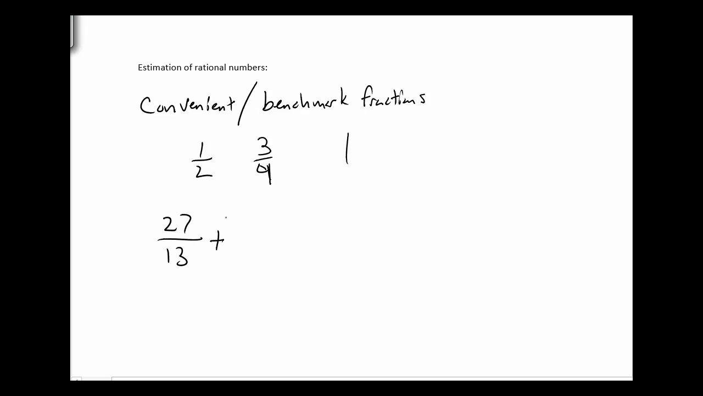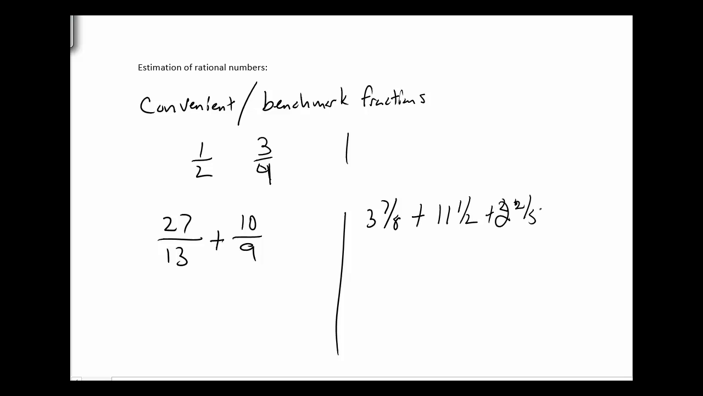So let's take 27/13 plus 10/9, and then let's do something that's got a little bit of teeth to it. So 3 7/8 plus 11 1/2 plus 2 2/5 plus 5 1/16. Okay.